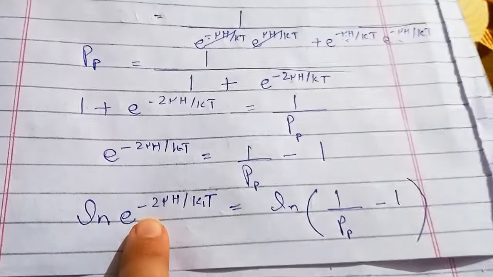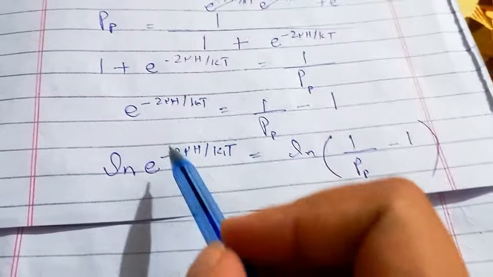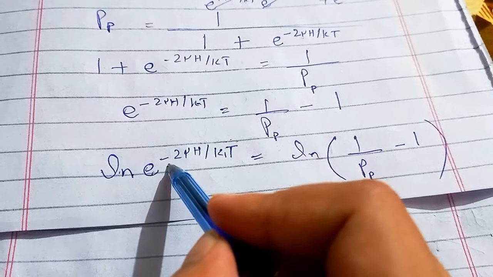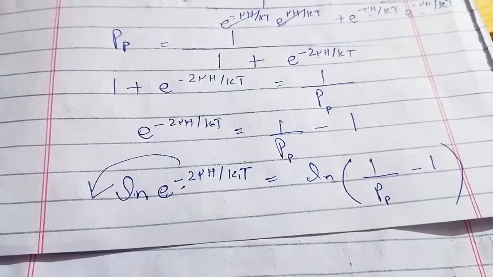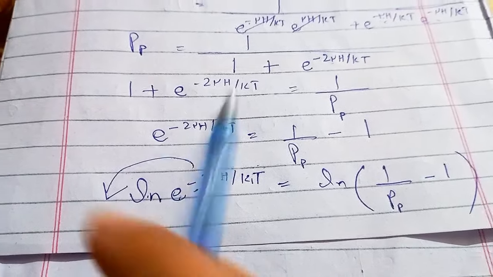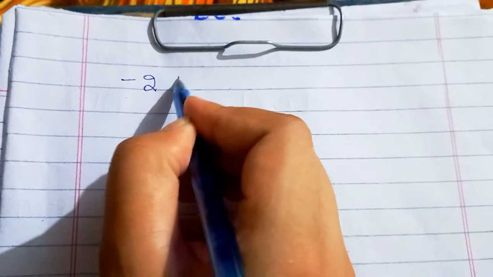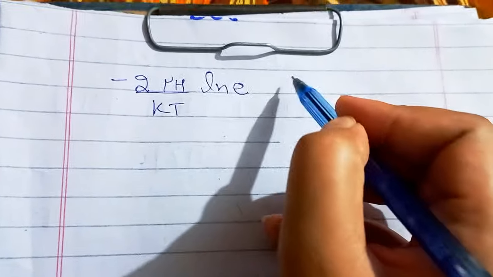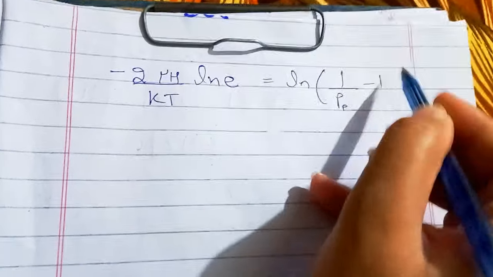Alright, now it is a property of natural logs, or logarithms in general, that if we have the natural log of some number and it has some power in it, then the power comes in the beginning as the coefficient. Okay, so let's do that. The power will come in the beginning, and the power was minus 2 mu h by kT. Natural log of e will be left, that is equal to natural log of 1 over P minus 1.